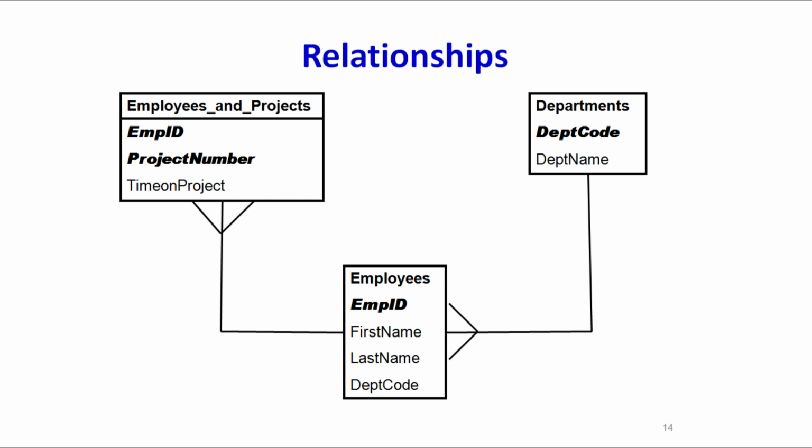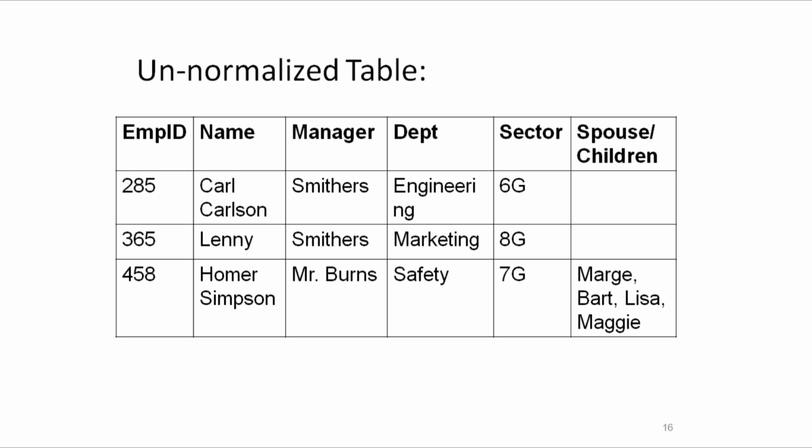Now let us look at relationships between those three tables. We've got employees and project, whereby we have one-to-many relationship between employees and projects, and then we'll have departments where one department can have one or more employees. Now let us look at activity number 3.